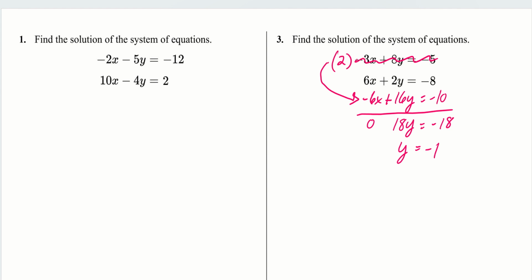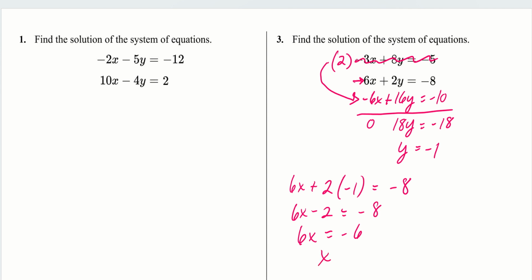So I'm going to take this negative 1 for y, and I'm going to plug it back into one of the original equations. So we'll just choose this one right here. So I'm going to do 6x plus 2 times negative 1, so I'm plugging in negative 1 for y, is equal to negative 8. So then we can do 6x minus 2, because 2 times negative 1 is negative 2, is equal to negative 8. I'm going to add 2 to both sides. So 6x is equal to negative 6. So x is also equal to negative 1. So our solution is negative 1, negative 1. And that's going to be my answer.